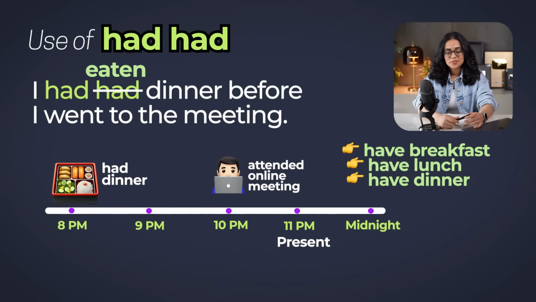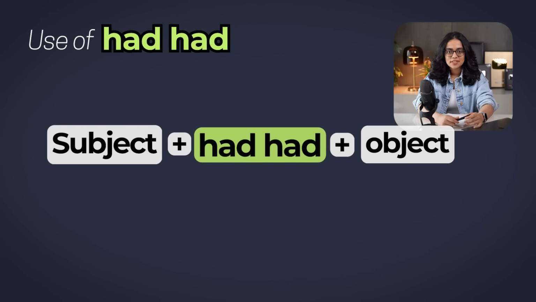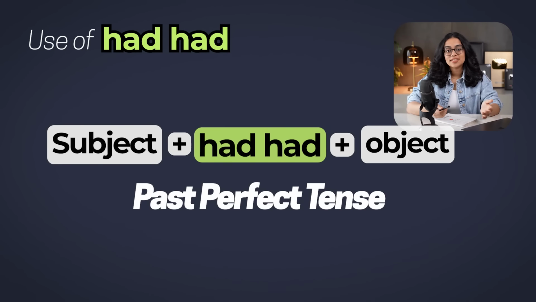The structure is pretty simple. We use the subject plus had plus the object of the sentence. And this structure is called the past perfect tense. It helps us to say that this thing already happened before another past moment.